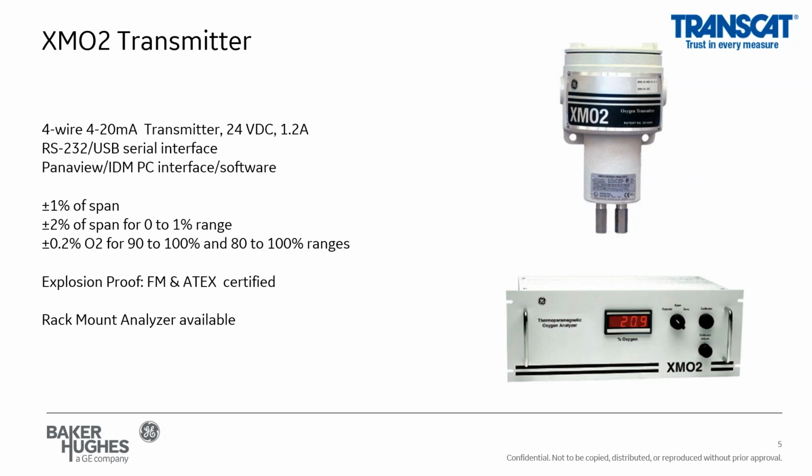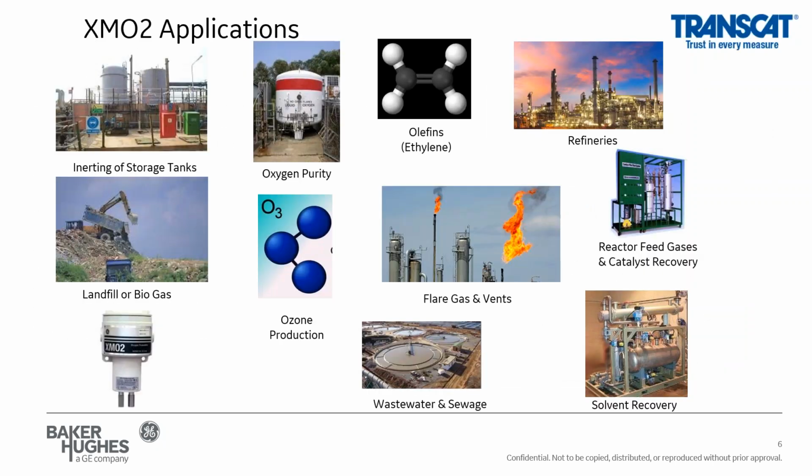Typically when we use these in inerting, we like to calibrate them at roughly 2 times the span of the area of interest that we're measuring. So if we're measuring 4 to 5%, we'd like to calibrate them at 10%. But even in that application, you can actually calibrate these to ambient air at 21% if you have a flowing source of ambient air.